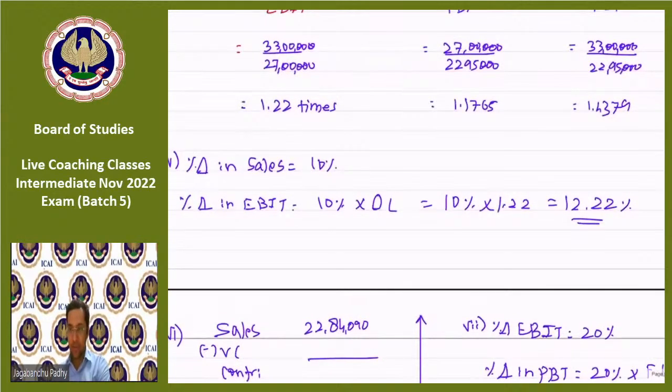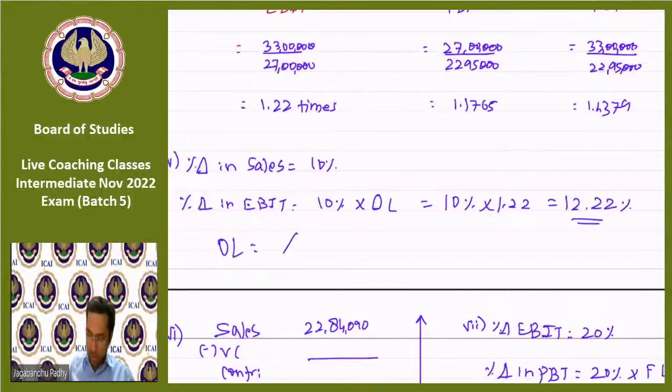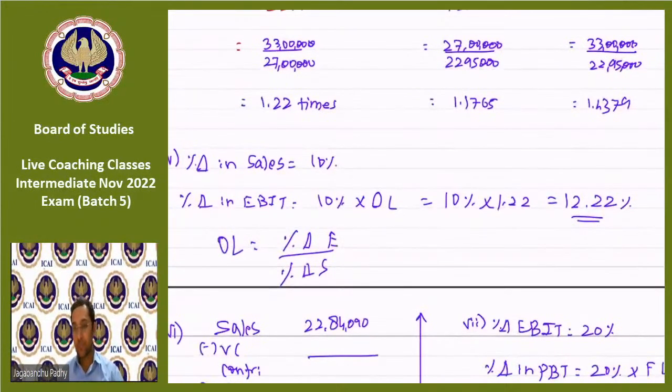Question 7.5: percentage change in sales was given, and they wanted to know the percentage change in EBIT. We already know that operating leverage is percentage change in EBIT upon percentage change in sales. It was just a rearrangement of this formula. Operating leverage is concerned with sales and EBIT, financial leverage with EBIT and PAT, and combined with sales and PAT.